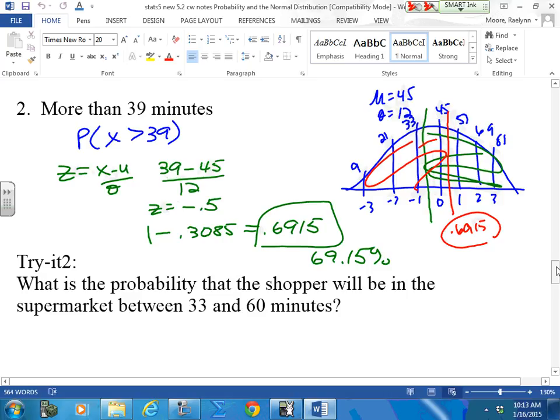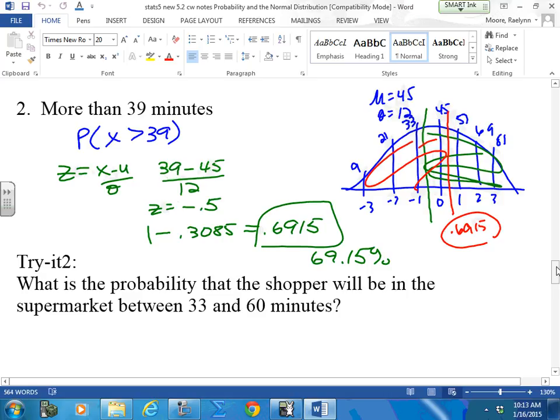Okay, I want you guys to try it too. Try this. It's using the same curve, it's using the same information. I want the probability that the shopper will be in the supermarket between 33 and 60 minutes.